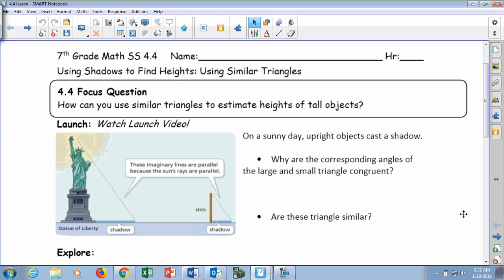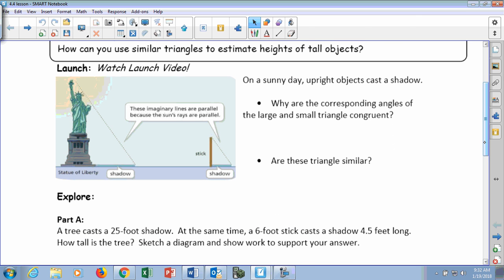4.4 kind of takes everything into actually watching, and we'll play the launch video in just a minute. I've got to find it because it's been acting up on me. I don't know if we can find it, but we'll give it a shot. It says using shadows to find heights using similar triangles. How can you use similar triangles to estimate heights of tall objects?